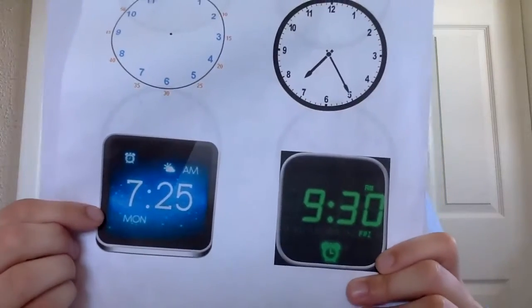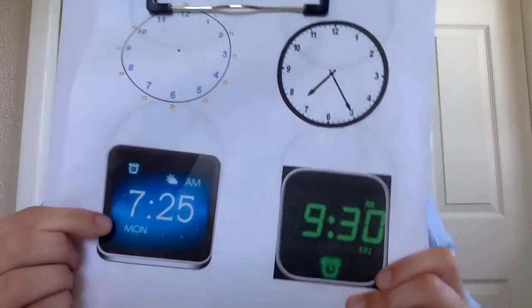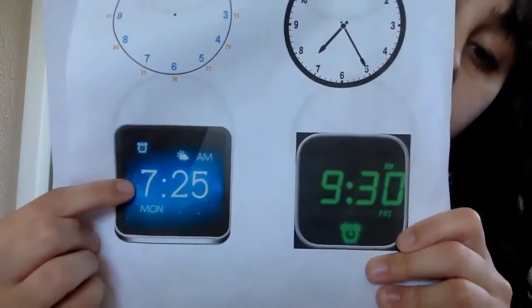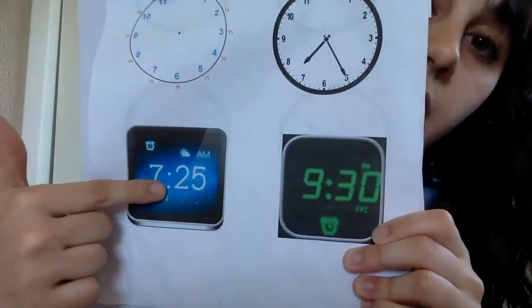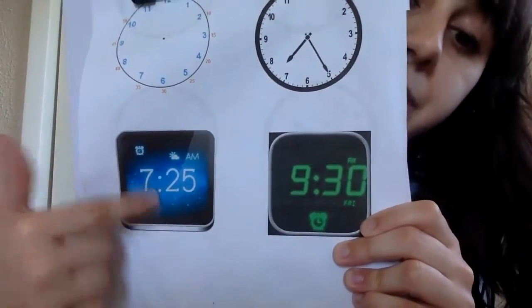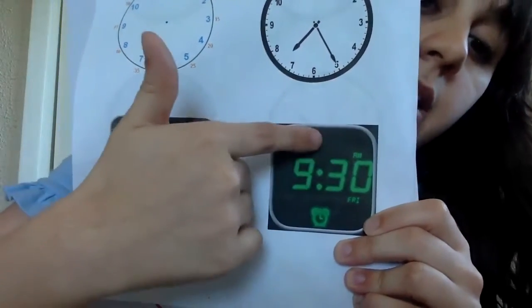If we look down here, I have some digital clocks. We might be a little more used to seeing digital clocks. They make our lives a little bit easier. This one also reads 7:25, and it even has the AM for us. So this clock and this clock are actually showing the same time. And then this is another digital clock, and it reads 9:30 AM.